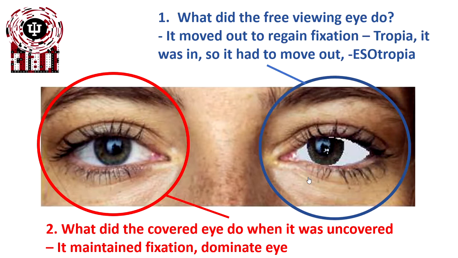So let's repeat this. What did the free viewing eye do? Well, in this case, it moved out to regain fixation. So this is a tropia. It was in, so it had to move out. So that makes it eso. So it's an esotropia. What did the covered eye do? When it was uncovered, it maintained fixation. It's the dominant eye. Let's watch this in the clinic.